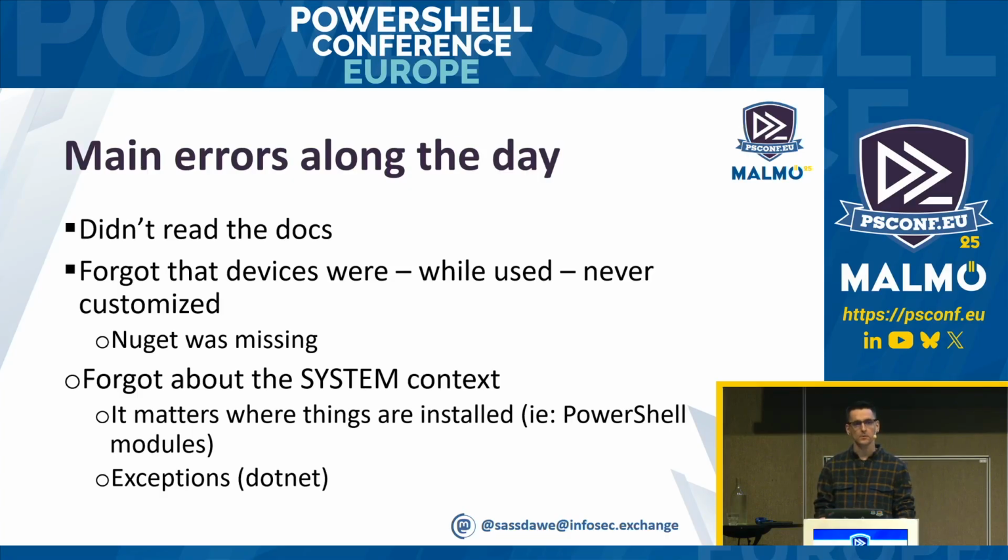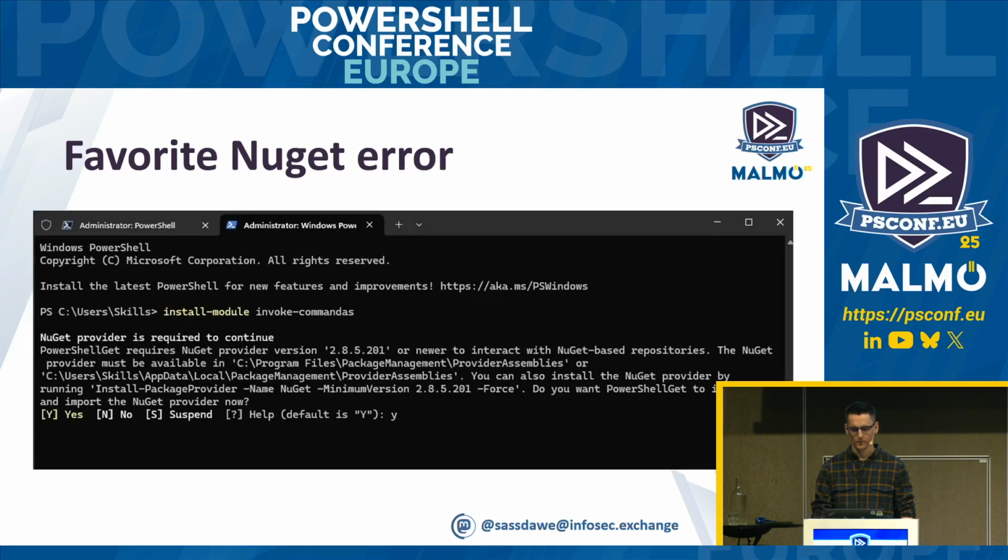And there are, of course, the exceptions. For example, .NET. If you install it with Winget, you cannot say system scope because the package does not have it. So if you install it without scope, it goes into system. Yes, the NuGet error. We have all seen this. I even saw it yesterday in one session, I believe. And usually you just say yes and it's done. Not with Intune. Not in system context, but more about that later.